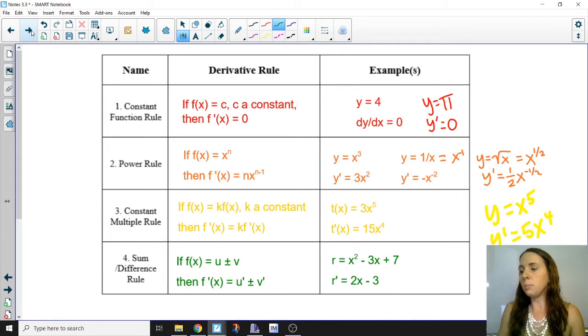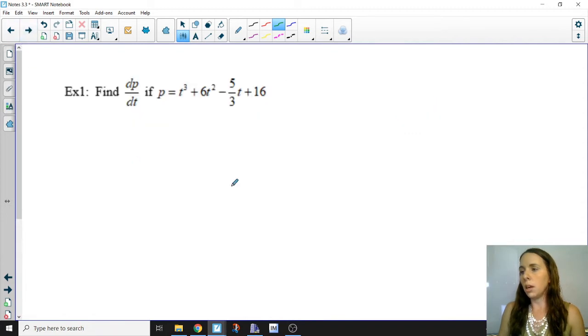All right, let's apply the sum difference rule, and actually all of these rules in example 1, where I think it'll all come together and make sense. We're basically going to apply every single one of these rules here. It says find dp over dt if p equals t cubed plus 6t squared minus 5/3 t plus 16.